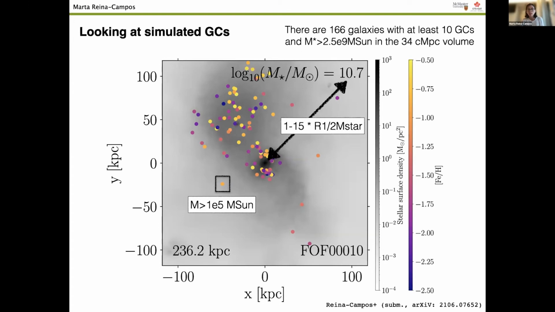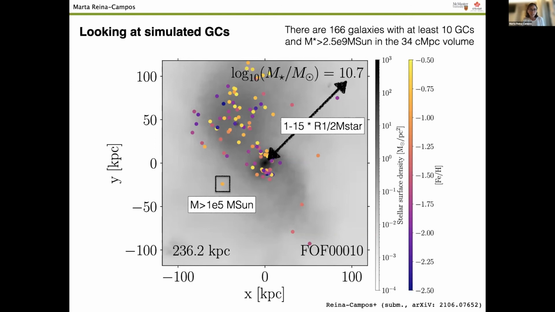And we've chosen this radial range because this more or less mimics what we can do with current surveys in other extragalactic systems. I found that we need of the order of 10 globulars to get a good representation of the radial profiles of globular clusters, and this leads to a sample of about 166 galaxies from this 34 megaparsec periodic volume. So using these globular cluster populations, I want to show you two results.